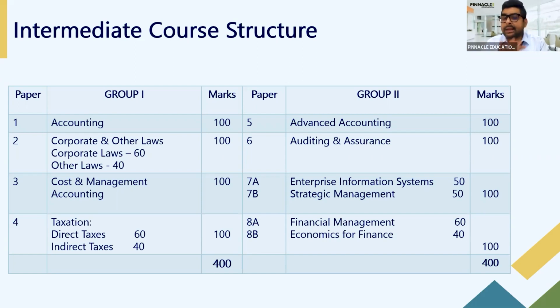And paper eight is again two parts, 8A and 8B. 8A is financial management, which is again a new paper altogether, for 60 marks. And 8B is economics for finance, 40 marks. Economics is a subject I know you all have been doing ever since grade 11. But of course, this is a lot of macroeconomics. So that's 8B, and that sums up to 100 marks. So in all, you do eight papers.